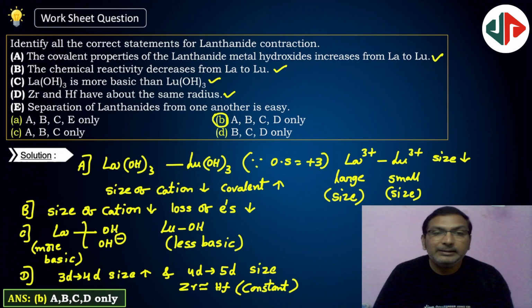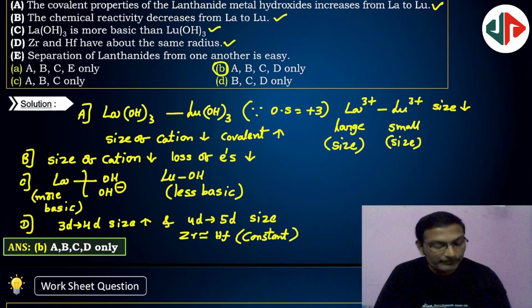This is all about lanthanoid contraction. Covalent properties increase, chemical reactivity decreases, basic nature also decreases, and for the 4d to 5d series, atomic radius or size remains constant. As for E, separation will be very difficult due to similar size. A, B, C, D statements are correct. Next one.